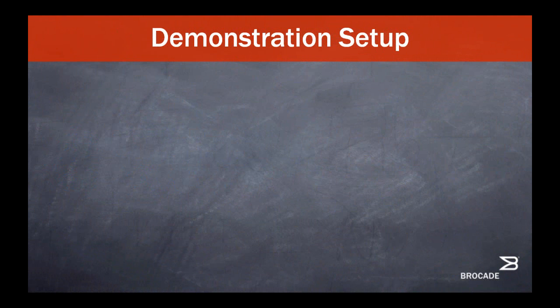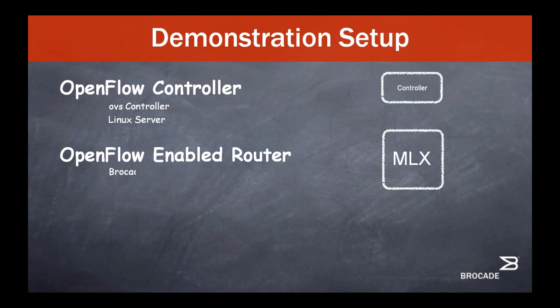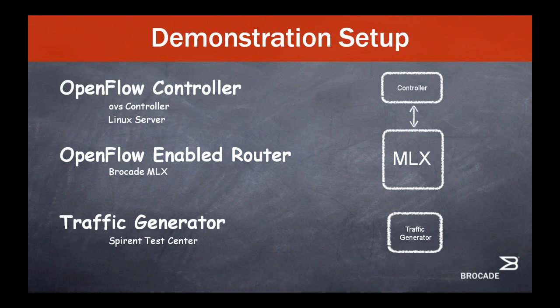We have three components for this demonstration. OpenFlow controller, which is the open source OVS controller installed on a Linux server for this demonstration. Next is the OpenFlow enabled Brocade MLX router, and we have a traffic generator, which is the Spirent test center.